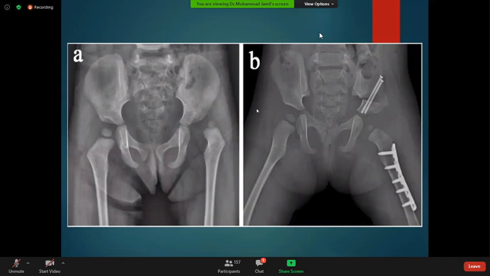This is the X-ray of the operated patient. Here the hip is in a dislocated position, and the acetabulum is shallow. So the osteotomy is done here, and the screws are applied here, and then the femoral shortening is done, and now the femoral head is in normal position.